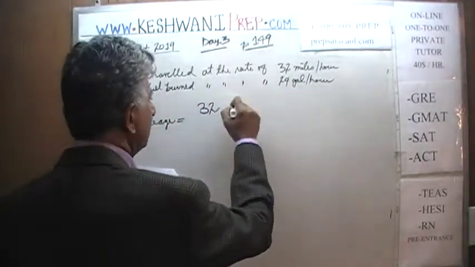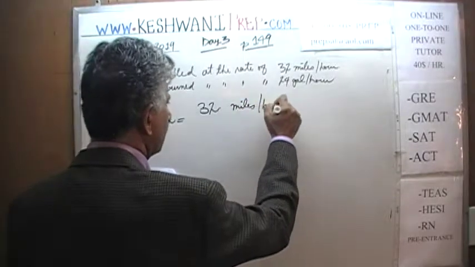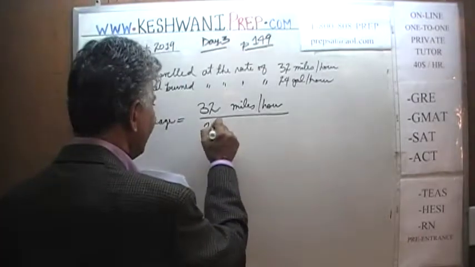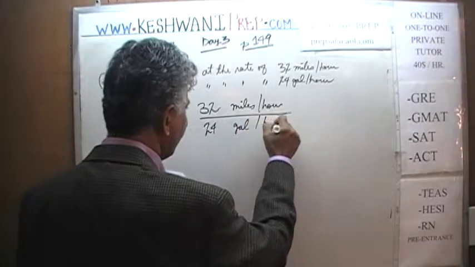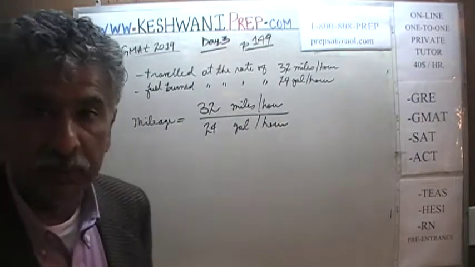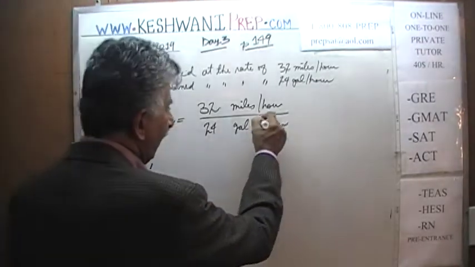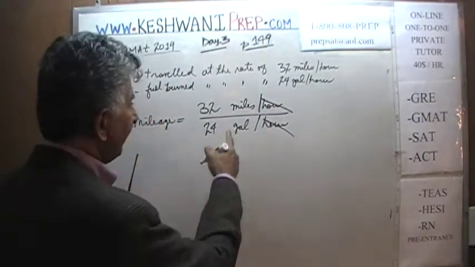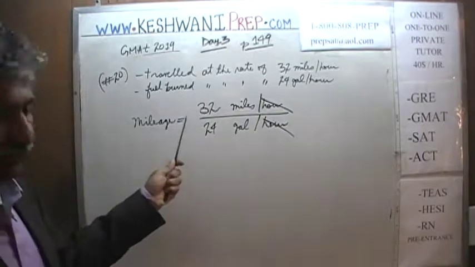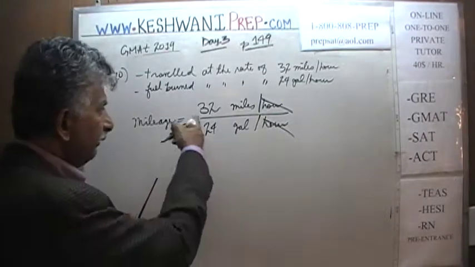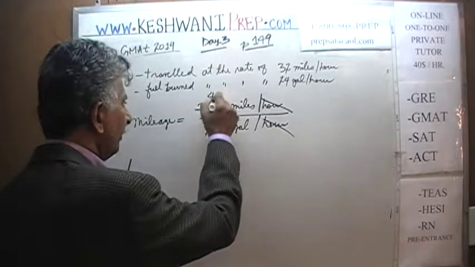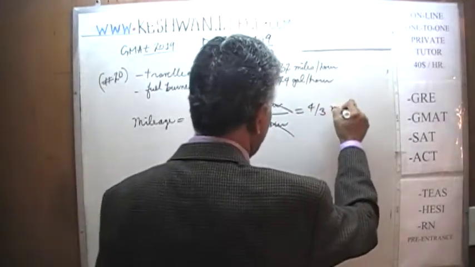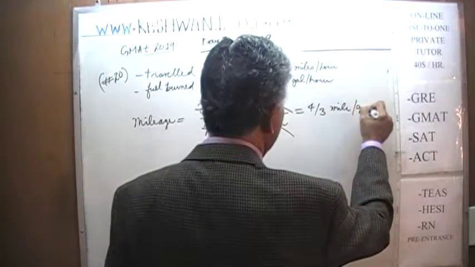we are given here 32 miles per hour was the speed of the person traveling, and they were burning the gasoline at the rate of 24 gallons per hour. That's how fast they were burning the gasoline. As you can see, hours appears at the bottom here, it's going to cancel out, and we're left with miles per gallon. And right there is our answer. If you divide top and bottom by 8, 32 has 4 8s, and 24 has 3 8s. There you go, that's our answer. We were getting 4/3 of a mile per gallon.